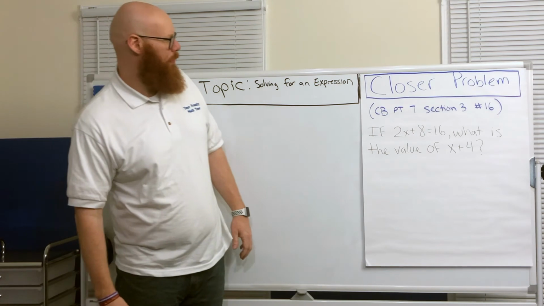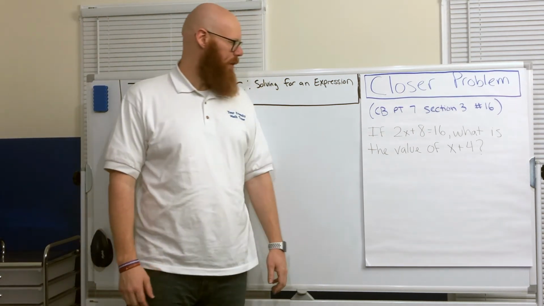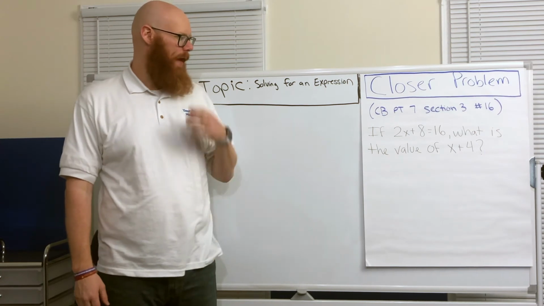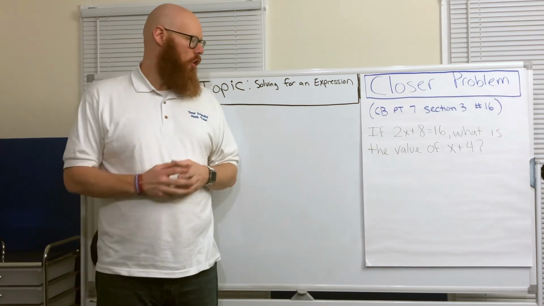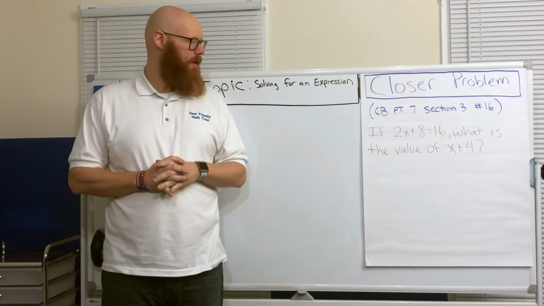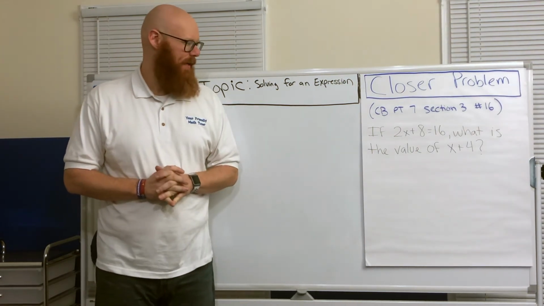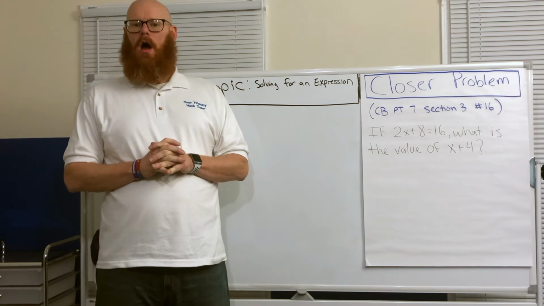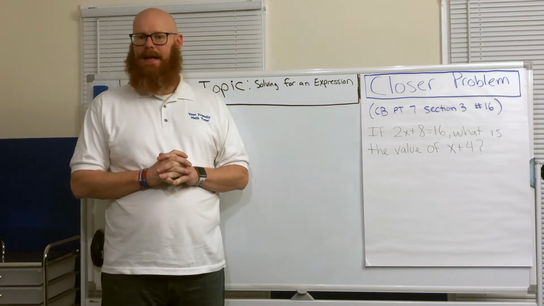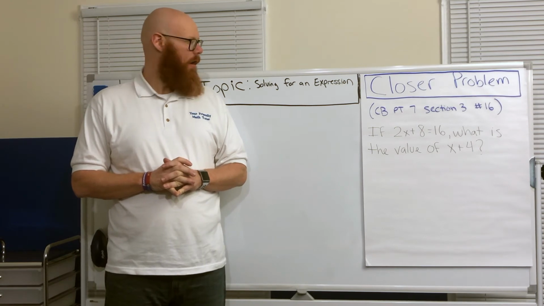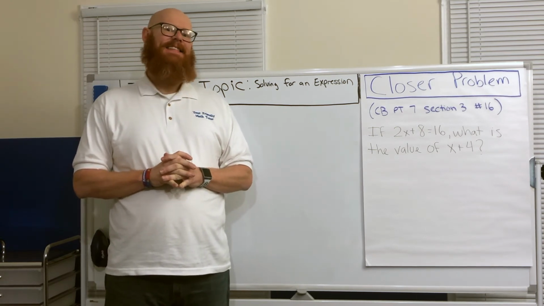Now to our closer problem. This is College Board Practice Test 7, Section 3, number 16. If 2x plus 8 equals 16, what is the value of x plus 4? So this is a grid-in, no multiple choice, and I just want you to think about how we can go from 2x plus 8 directly to x plus 4 without actually finding x. That is your goal, and we will go over that in the next episode.